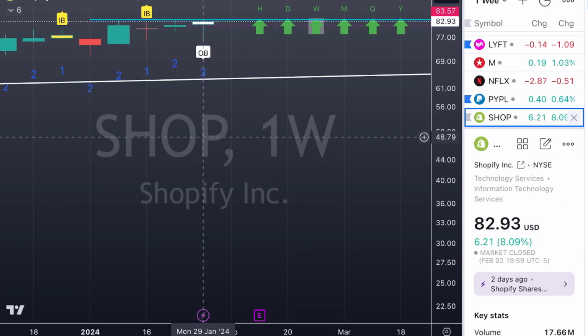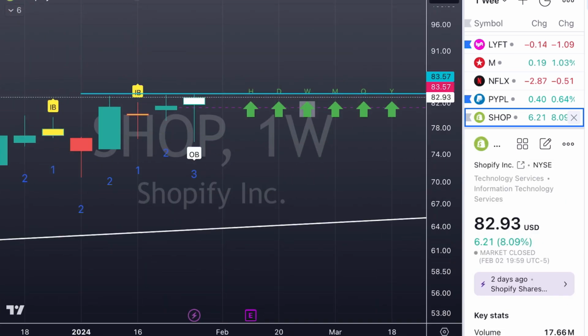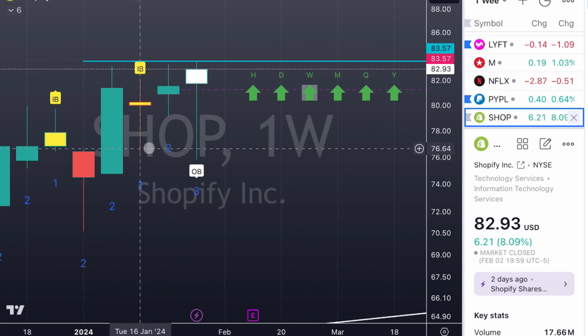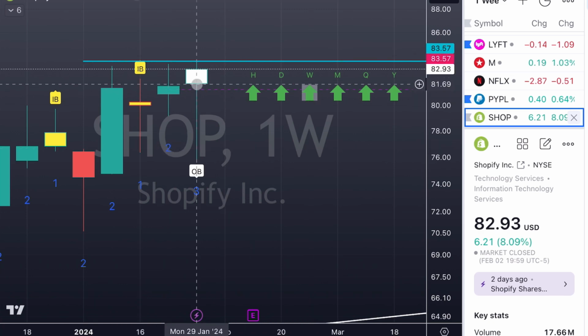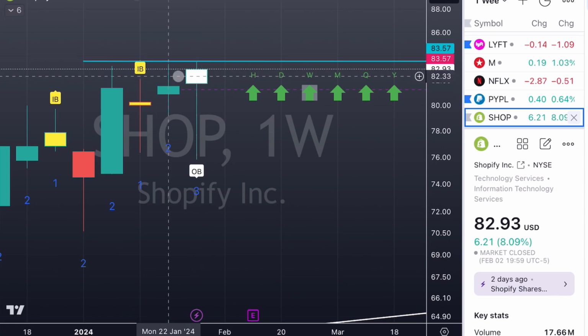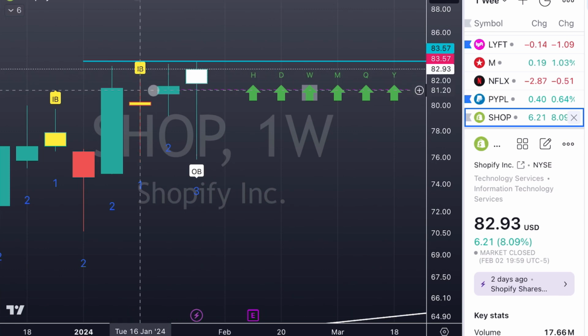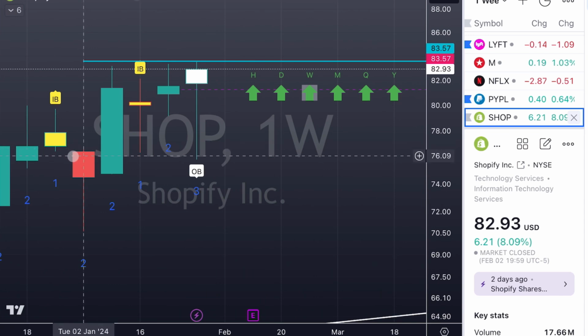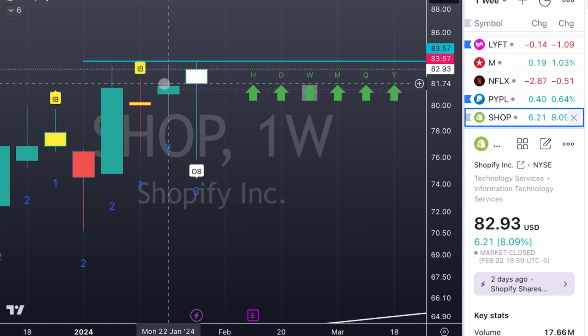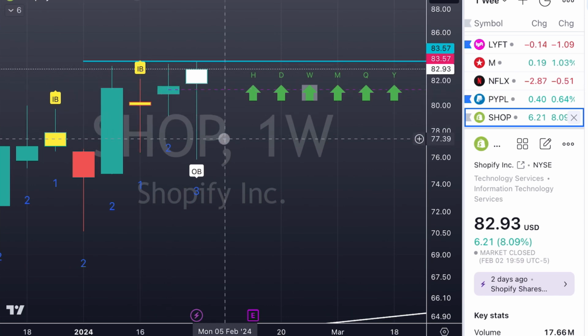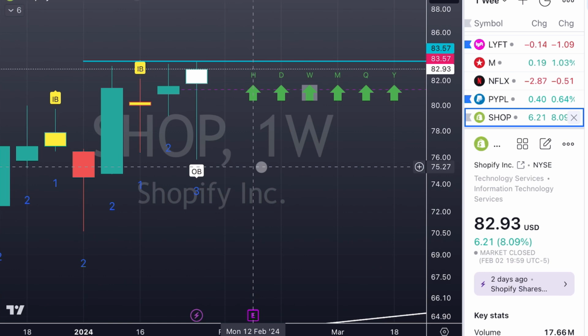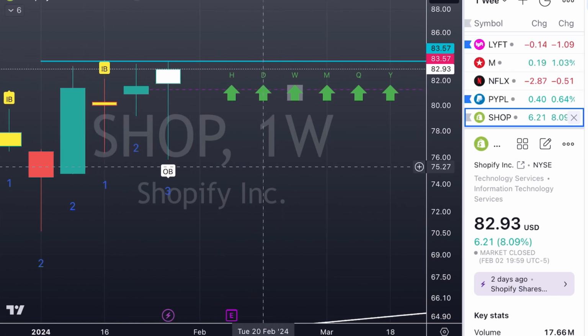On to Shopify. Okay, Shopify, I've got something here for you guys. So Shopify has that hammer candle. It also has an outside bar. So we're going to look for a continuation off of this outside bar. And while we're here, before we go any further, look, inside bar to the downside, okay? Triggered and targets. Inside bar, triggered, targets. Did what it said it was going to do. Pay attention to those inside bars. But right now, let's look at this outside bar.